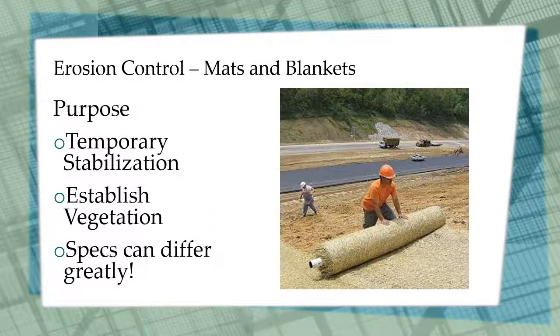Mats and blankets are another erosion control BMP. The purpose of the mats and blankets is to do temporary stabilization of your slopes. They help to establish vegetation by protecting the seeds as they germinate. They also come in a variety of types, thicknesses, and specifications. Some erosion control mats and blankets are meant to last for 12 months, while others are intended to last up to 3 years. So make sure you get the blanket that's appropriate for your intended use.